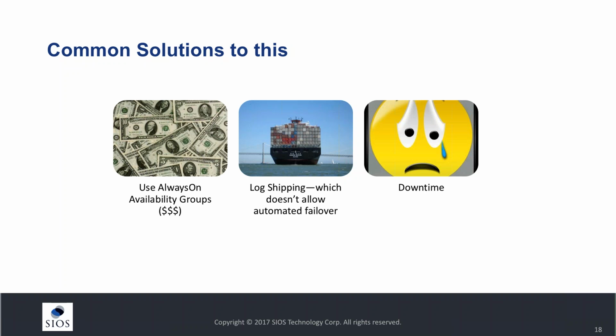Or finally, the third option is downtime. So we see that with a lot of customers where they just don't really do anything until they have a big downtime scenario where something bad happens and then they're down for a couple of days or less, and then they look at it. Then those DR budget problems go away.